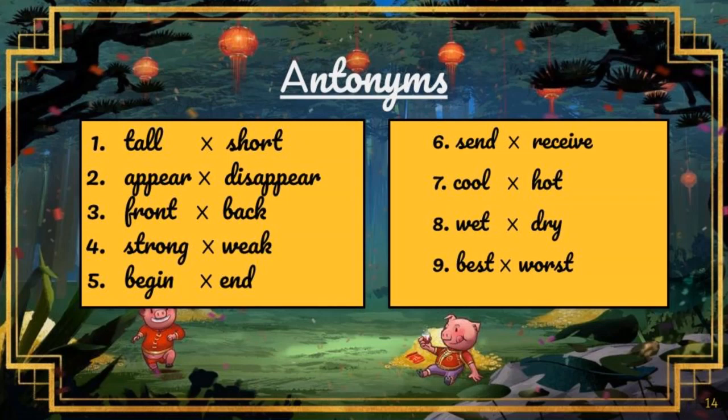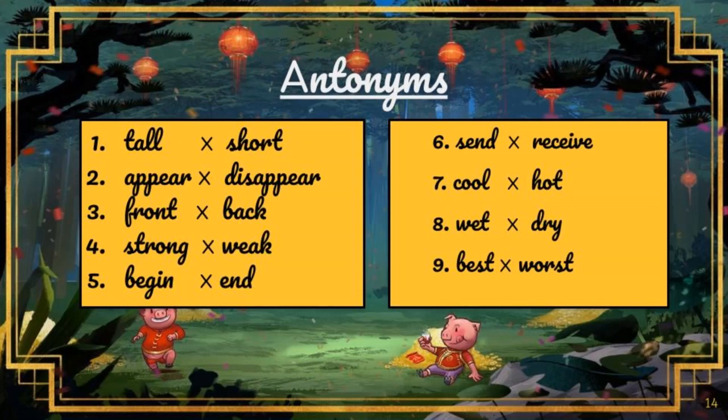Let's move to the fourth one. The given word is strong. The opposite of strong is weak. Let's move to the fifth one. The given word is begin. The opposite of begin is end. Let's move to the sixth one. The given word is send. The opposite of send is receive. Let's move to the seventh one. The given word is cool. The opposite of cool is hot.